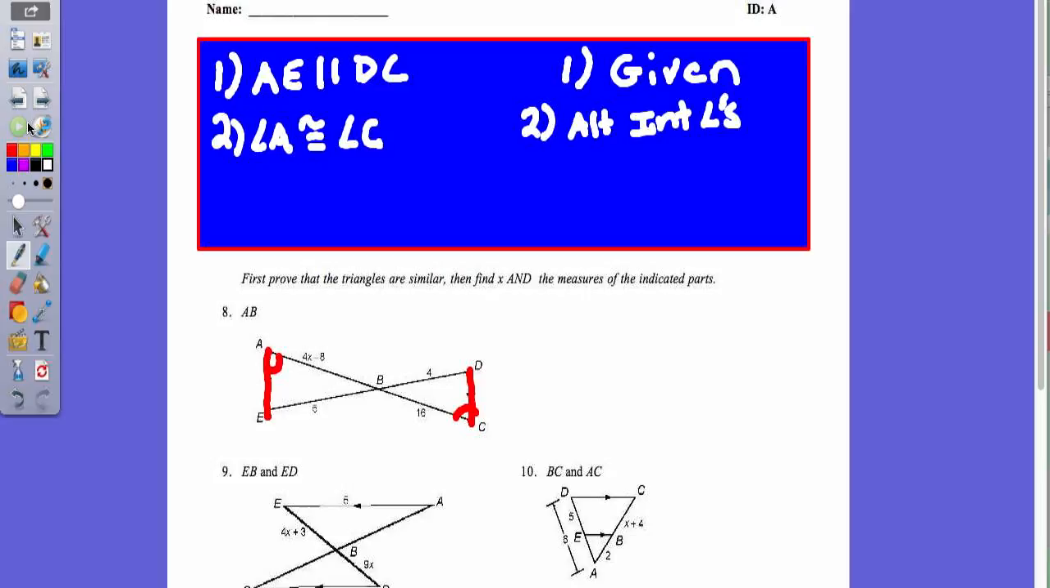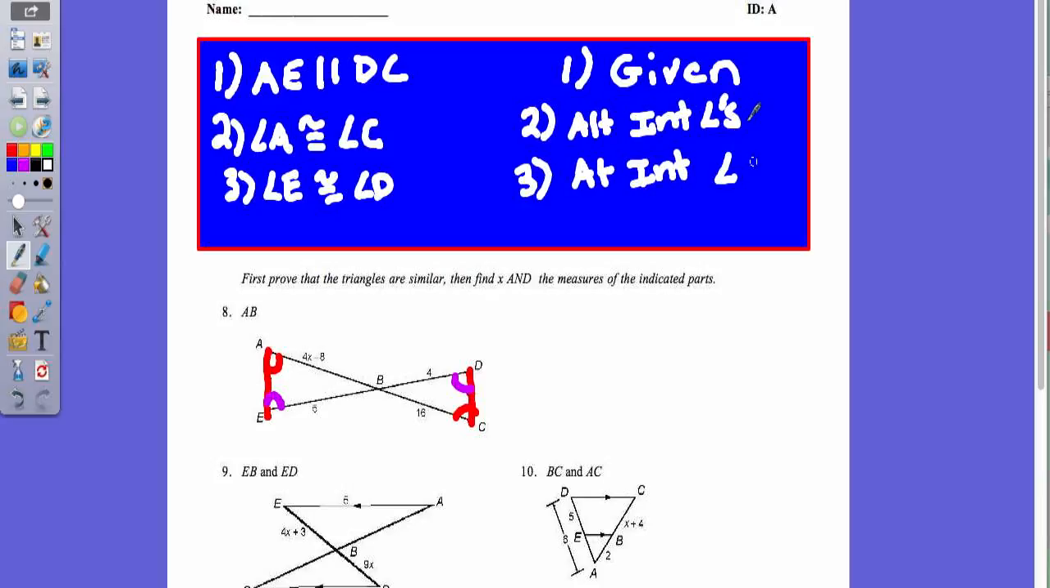Now, I also could say 2 parallel lines cut by transversal ED. Why does this count? That angle E is congruent to angle D, correct? Angle E is congruent to angle D. And again, that's alternate interior angles.